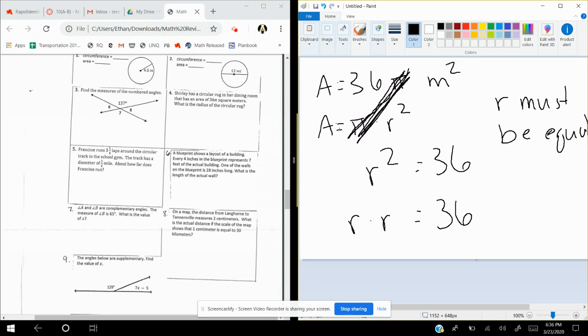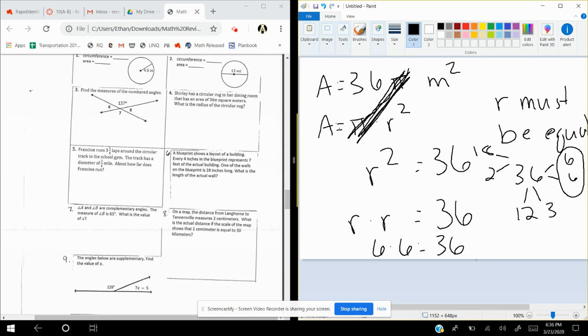Well, let's talk about the factors of 36. Okay, 36, you can multiply it by 12 and 3. You could also multiply it by 6 and 6. You can multiply it by 18 and 2, and so on and so forth. Well, look right here. 6 times 6 does equal 36, and I want to focus on one of those r's. So guess what? Your radius is going to equal 6.